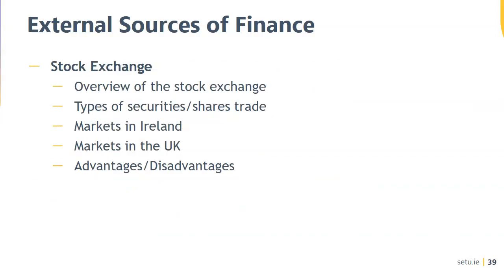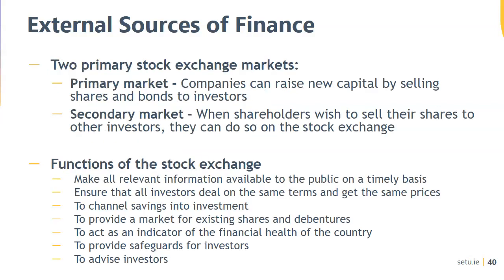Now let's take a look at the stock exchange. Here we are going to look at an overview of the stock exchange, the type of securities or shares traded, markets in Ireland, markets in the UK, and the advantages and the disadvantages of the stock exchange. There's two primary stock markets available, the primary market and the secondary market. You should note the difference between the two of these.